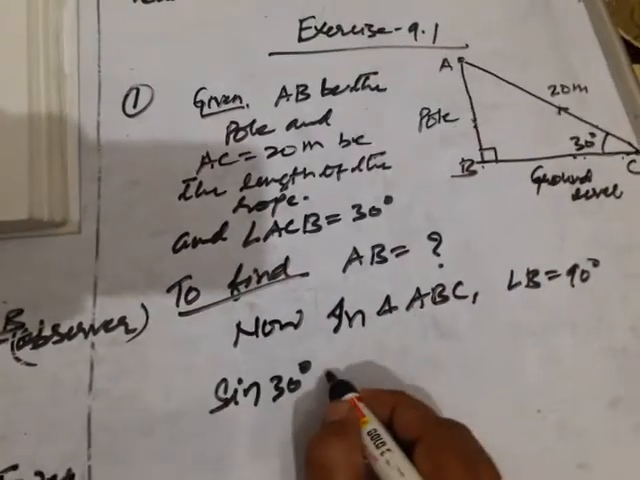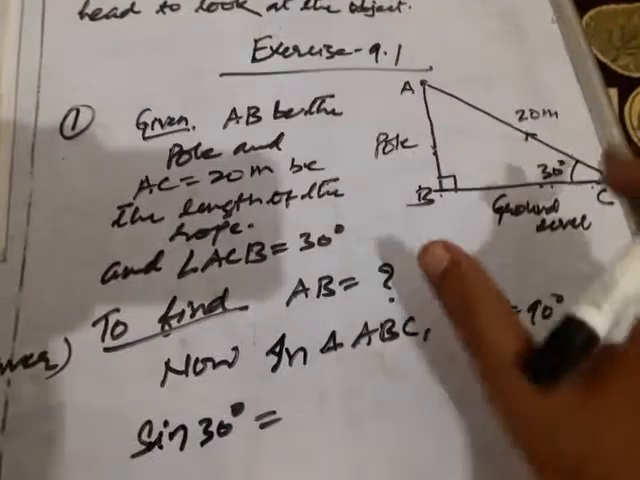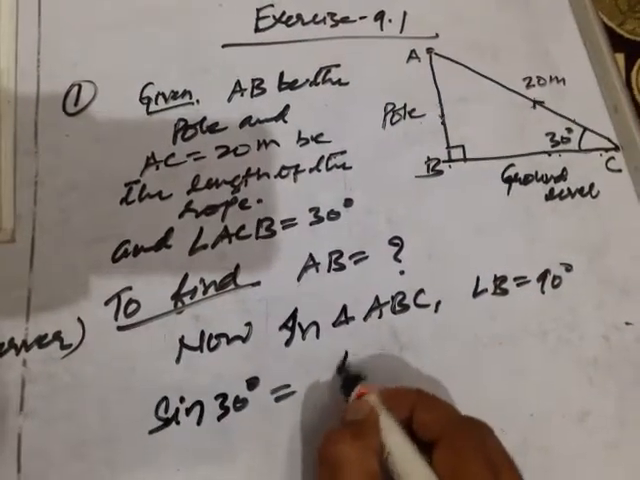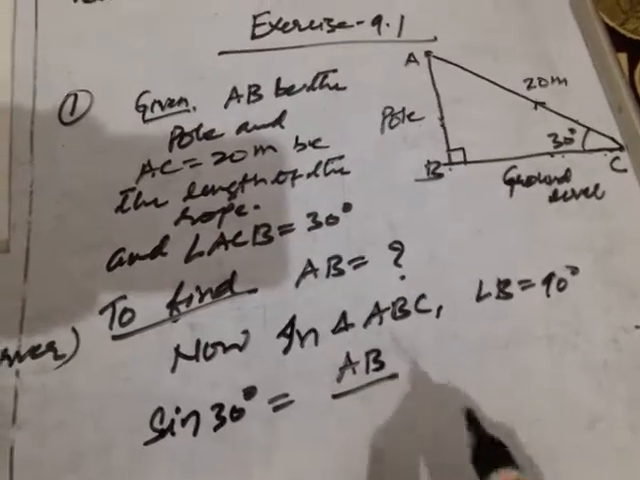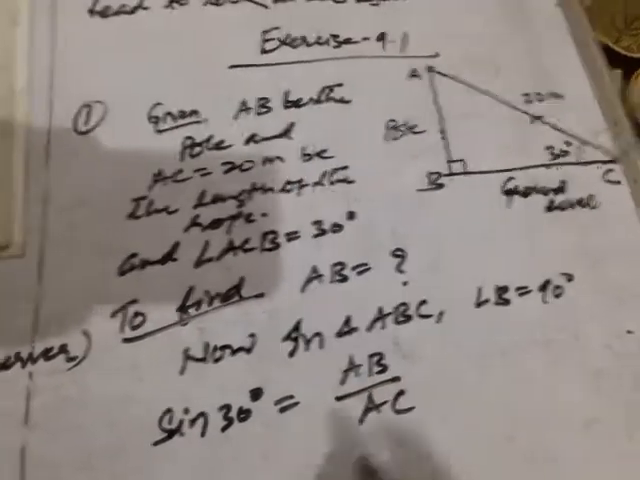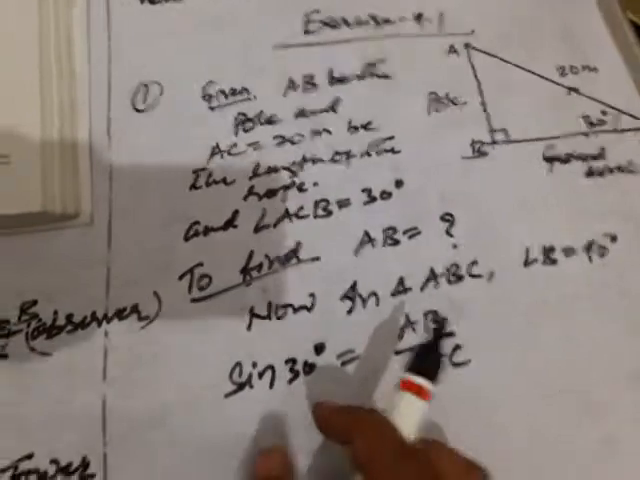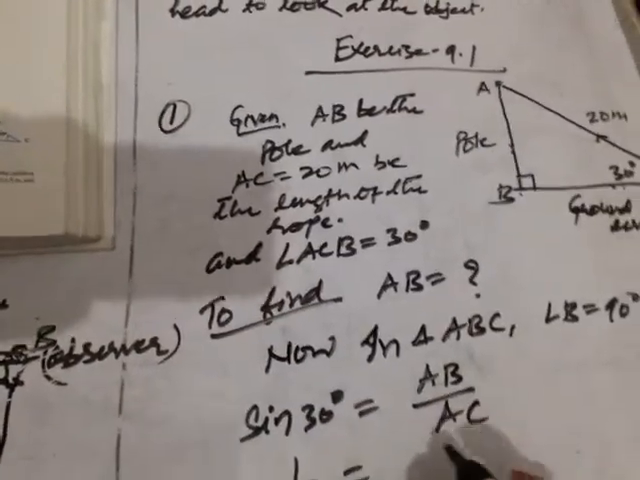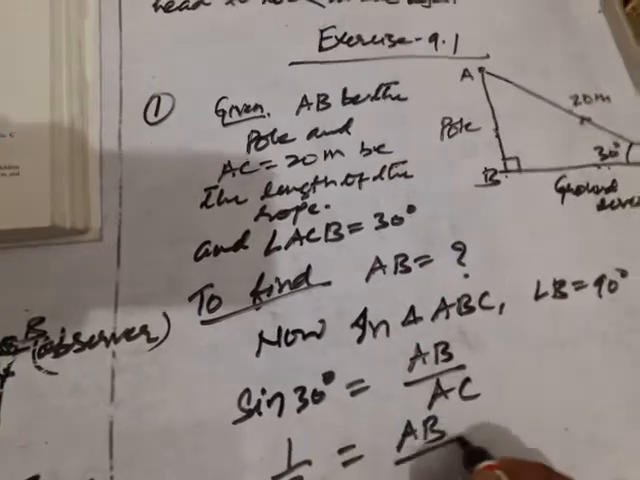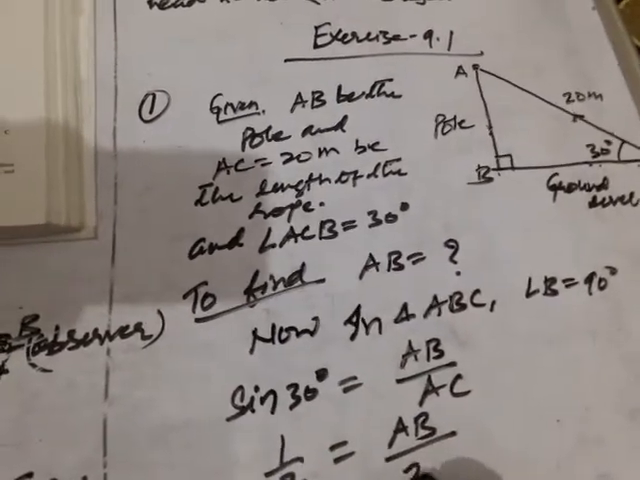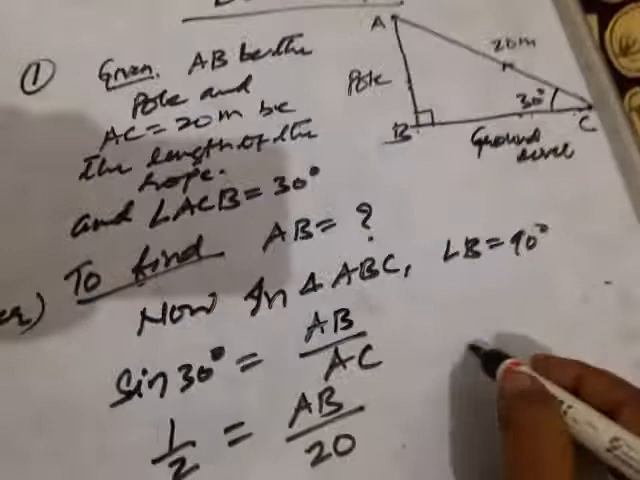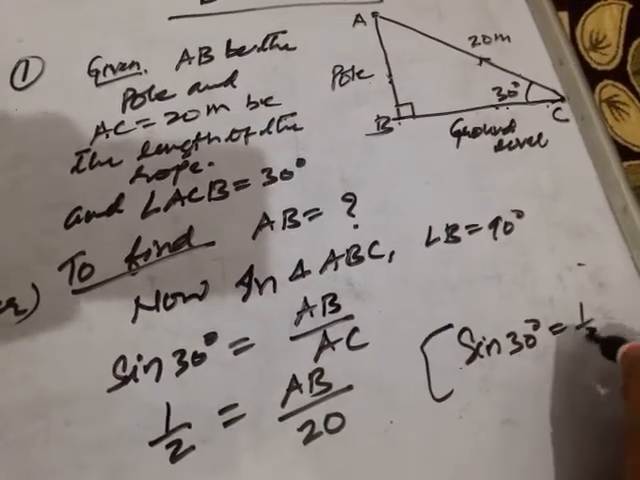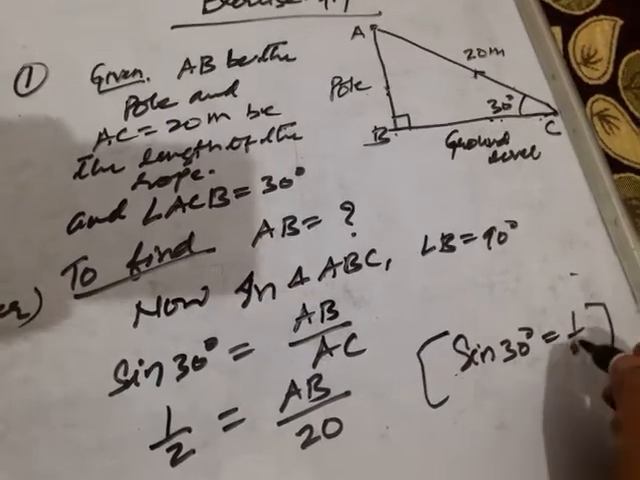So sine 30 degree equal to what? Sine 30 degree equals perpendicular upon hypotenuse, that is AB upon AC. Now sine 30 degree equals 1 upon 2, equal to AB upon AC. AB is required, it is not given. AC is given to be 20 meter. That is why we write sine 30 degree equal to 1 upon 2, and put the values over here.